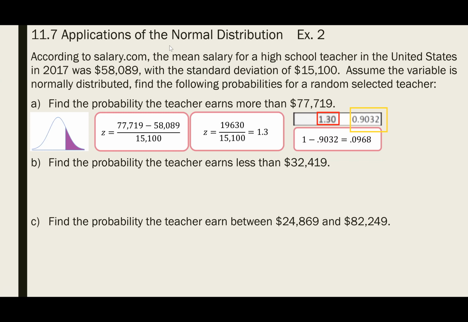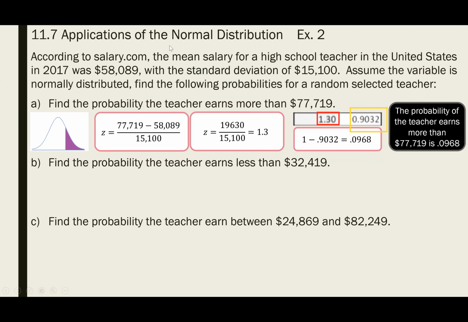So in this case, the interpretation is: the probability of a teacher earning more than $77,719 is 0.0968. That's it, because that's your probability. If they ask you the percentage, then you say 9.68%. You have to move the decimal 2 places. But because they ask for probability, it's the same as the area, which is the decimal. So the probability of a teacher earning more than this is less than 10%, right? 0.0968.